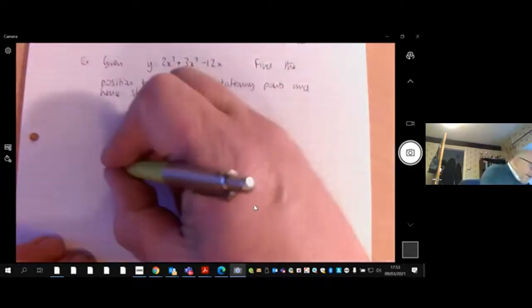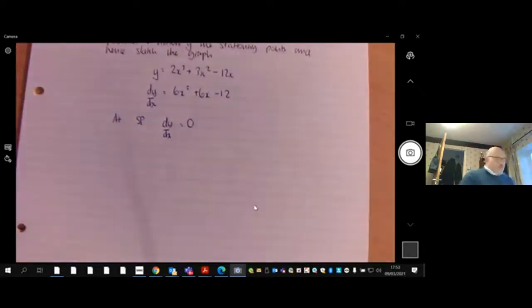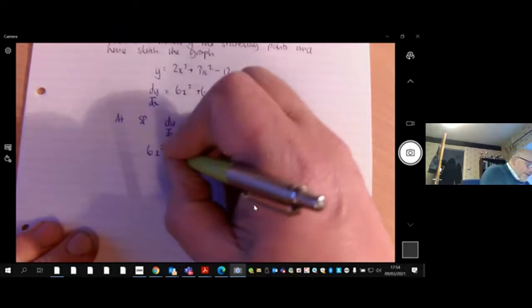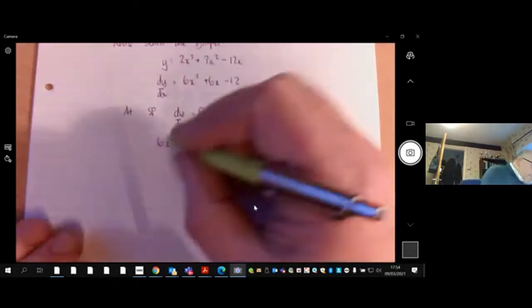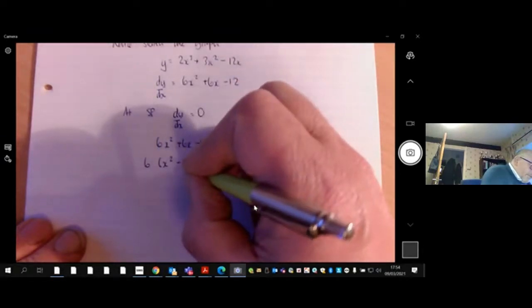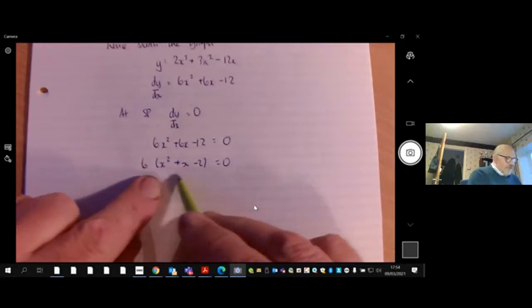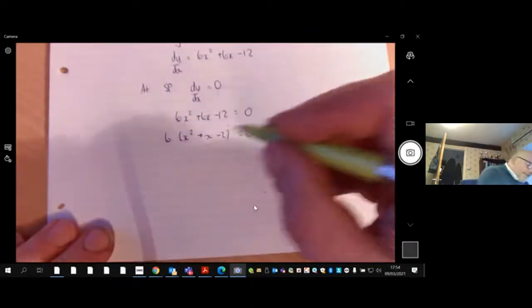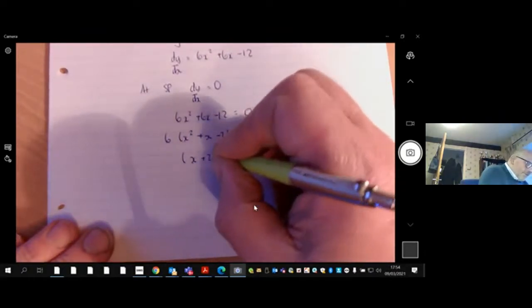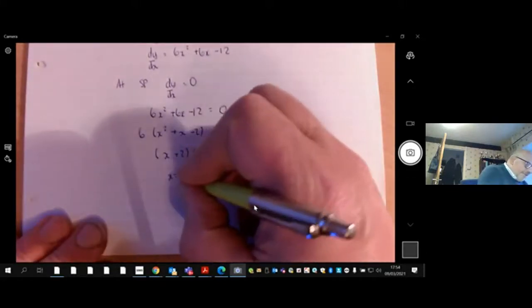And then crucially, at the stationary point, dy by dx equals 0. So tell the examiner why you are going to equate it to 0. And then you equate it to 0: 6x squared plus 6x minus 12 equals 0. Now, usually you can factorize a number out. And here's my thoughts: 6 times (x squared plus x minus 2) equals 0. Well, 6 isn't 0, therefore that must equal 0. So you can actually just write that. But tell the examiner what you're on about, and then you can factorize it to (x plus 2)(x minus 1) equals 0, and solve the quadratic. X equals minus 2, x equals 1.